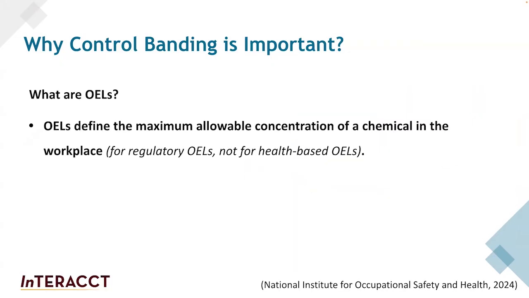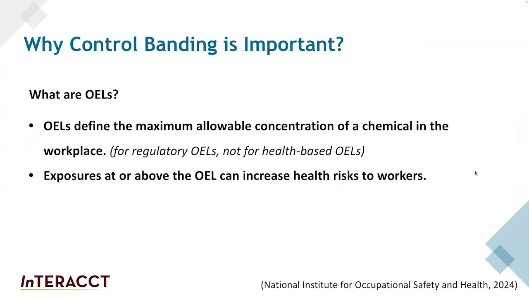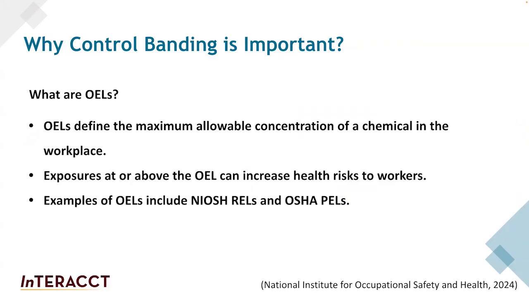OELs define the maximum concentration of a chemical that workers can be safely exposed to over the length of their working lifetime. If exposure exceeds this limit, workers may face increased health risks. Common examples of OELs include the recommended exposure limits set by NIOSH and the permissible exposure limits established by OSHA. These values are important tools in traditional risk assessment.